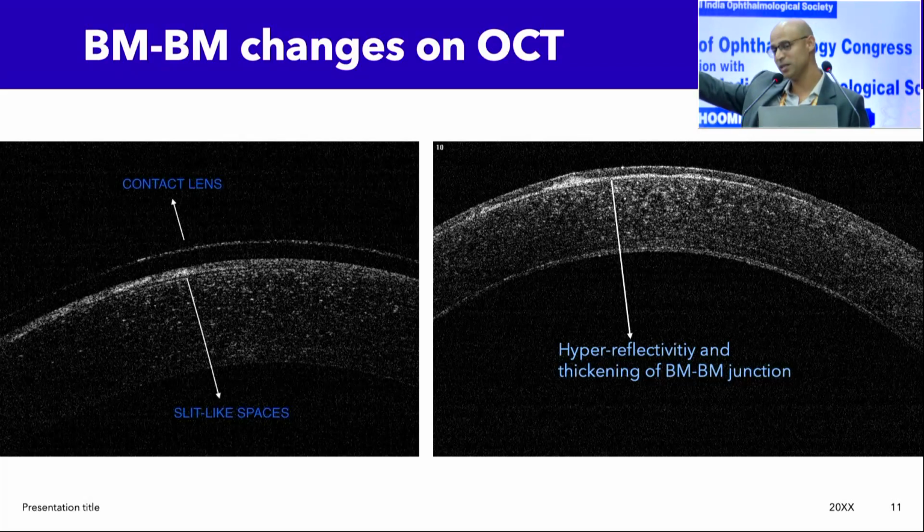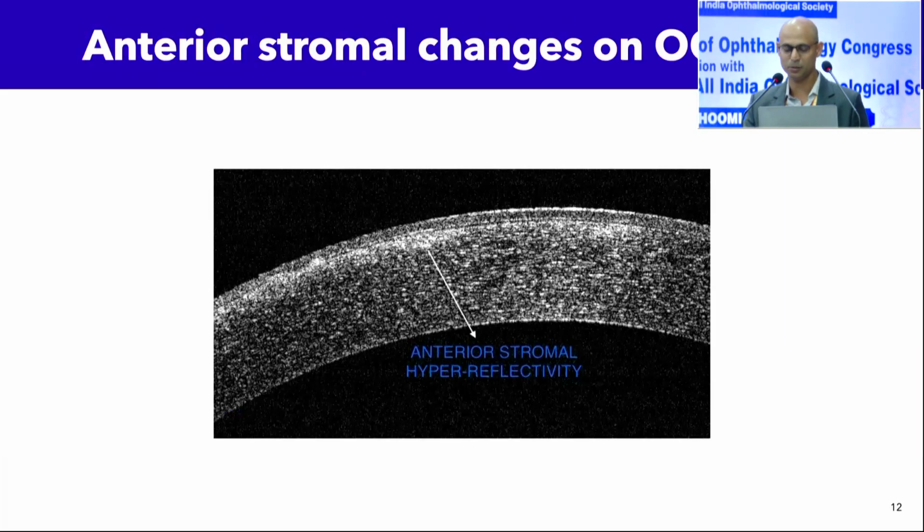The BMBM changes were slit-like spaces. So these have not been described before our study. There have been other studies, but this is something we found very commonly in our population, and hyperreflectivity and thickening of the BMBM junction, as shown in the second image. And finally, in the anterior stroma, you can see anterior stromal hyperreflectivity, which can be either from edema or from scarring.